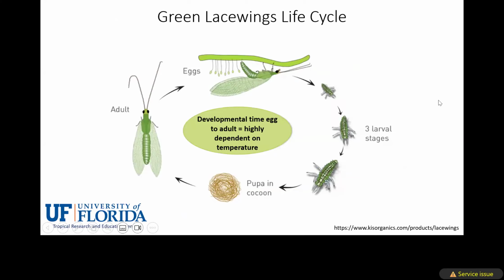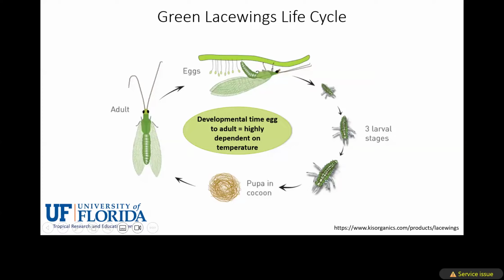The life cycle of the green lacewings has three larval stages, and then it pupates. When they pupate, they make this silk around the pupae. They usually pupate in hiding places, it can also be in the soil, or they look for places where they can stay hidden from predators or environmental factors that might affect them. And then they become adults and they lay eggs.